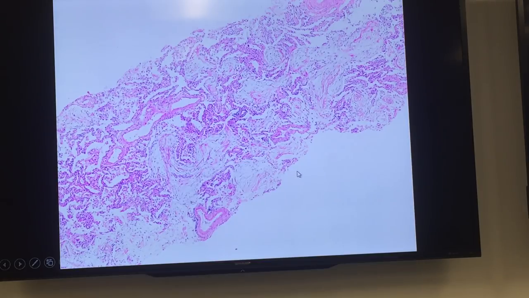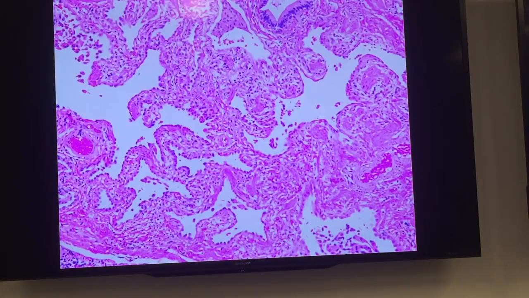Okay, so she's done a good job. Now somebody else, we need a senior. Who else? Ayan, you want to do that? I think those are fibroblastic plaque. Yes, and what will be the diagnosis? Organizing pneumonia. Okay, we'll come back to this later.